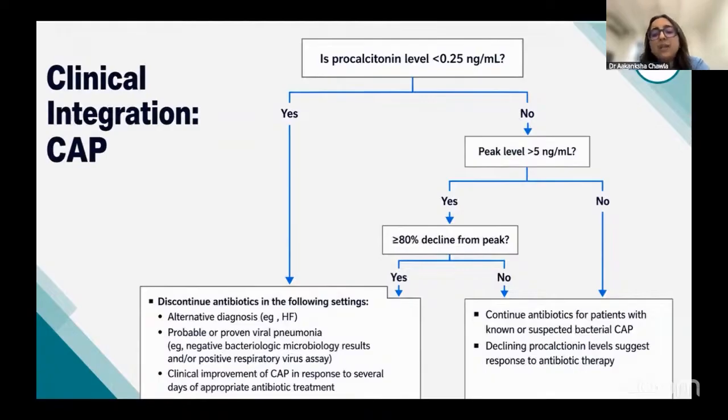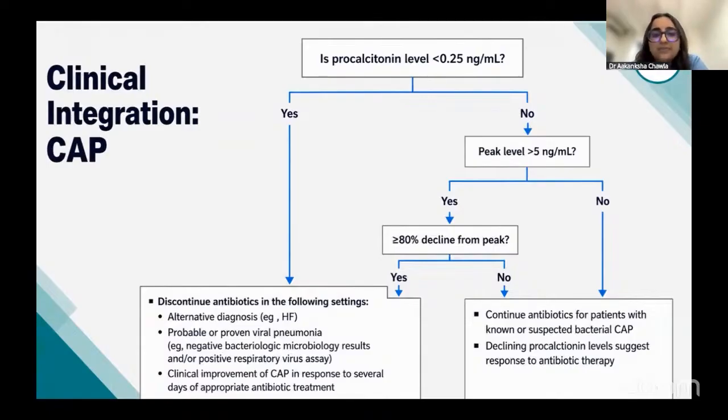However, if the procalcitonin value is not less than 0.25 and the peak is more than 5 nanogram per ml, but this is after, say, 5 to 10 days of treatment, and when you look at the value, it is more than 80% decline from the peak value, which was initially at the onset of your treatment 5 to 10 days ago, then again, in this scenario, you can discontinue the antibiotic for your patient. However, if the levels are still high, you continue antibiotics and you do serial trends to see the response to your treatment.